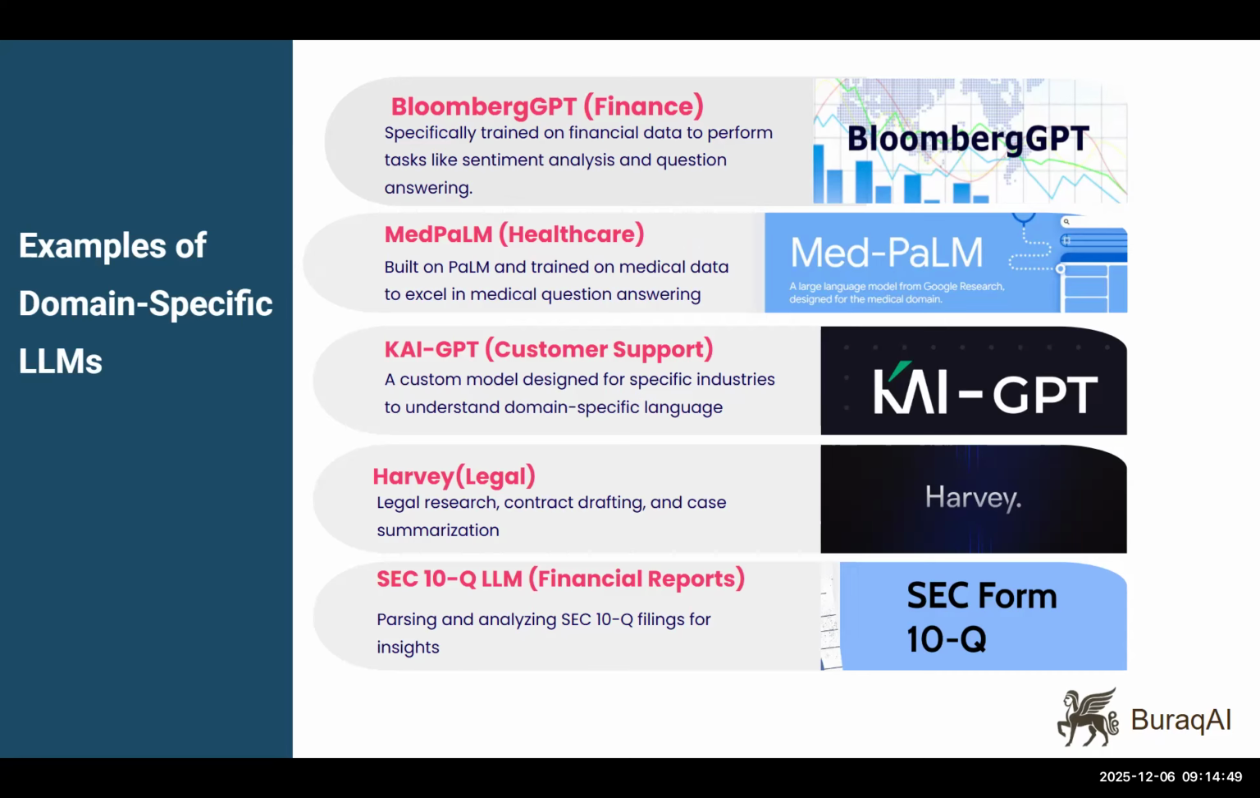MedPalm is like healthcare, built on Palm and trained on medical data to excel in medical question answering. So if you have any medical related questions, this will give you more specific, accurate answers than a general GPT kind of thing. There is also Kai GPT, domain specific language. Harvey is for legal research, trained on legal terminology, legal answers, questions, cases, and everything.